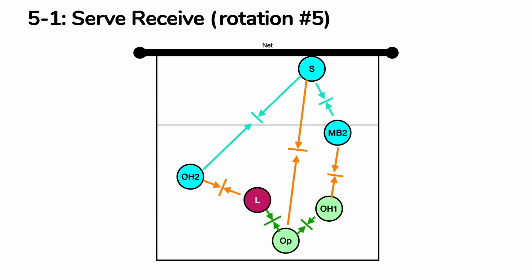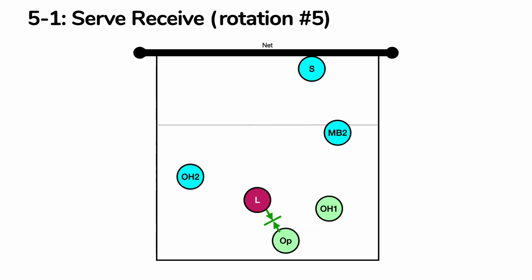And you can see again, here's where the overlaps would be. So we need to make sure that we're not overlapping there. We have our same 3 passers, our outside hitter, our libero, and our other outside hitter.